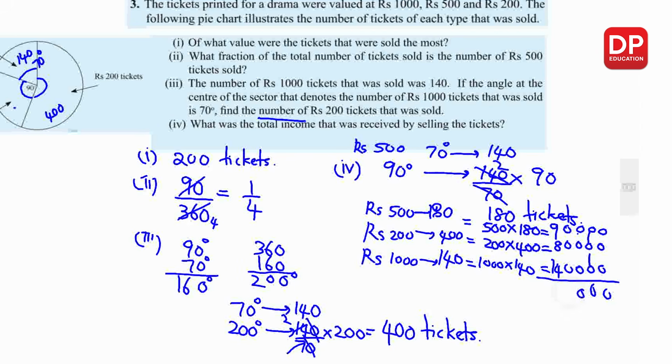You get 0, here 0. 9 plus 8, 17. 17 plus 4, 21. And 3. So what's the amount? 310,000 rupees for the income.